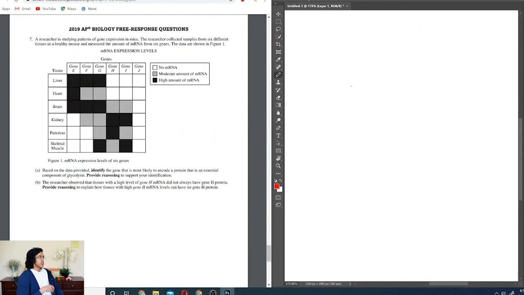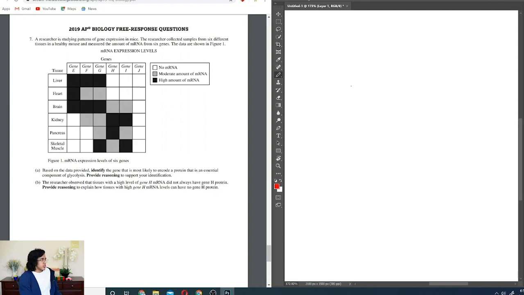A researcher is studying patterns of gene expression in mice. A researcher collected samples from 6 different tissues in a healthy mouse and measured the amount of mRNA from the 6 genes. The data are shown in Figure 1. Based on the data provided, identify the gene that is most likely to encode a protein that is essential for an essential component of glycolysis. Provide your reasoning to support your identification.